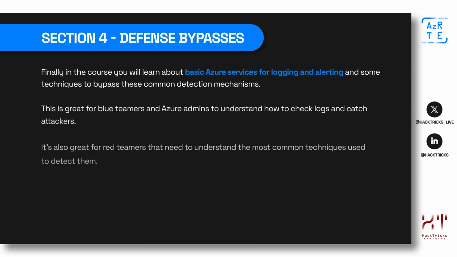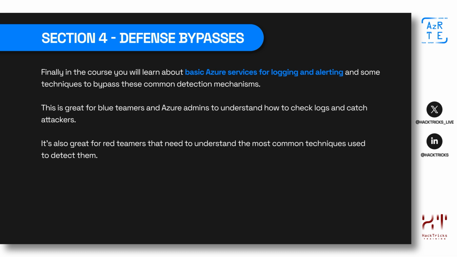In this section, you will learn about basic Azure services for logging and alerting and some techniques to bypass these common detection mechanisms. This is great for blue teamers and Azure admins to understand how to check logs and how to catch attackers. It is also great for the red teamers that need to understand the most common techniques used to detect them.